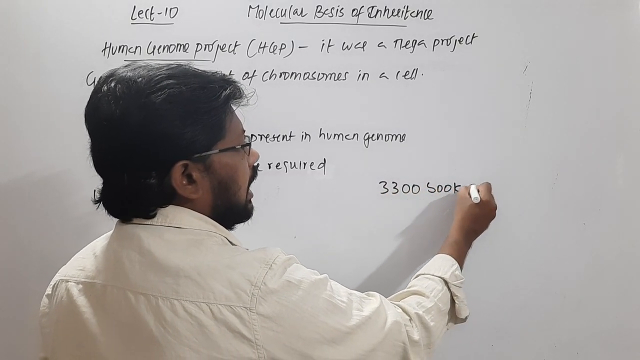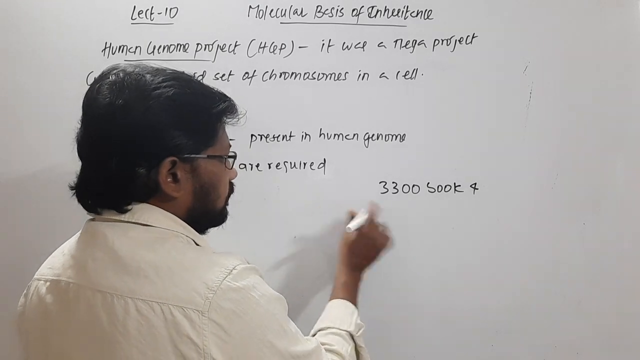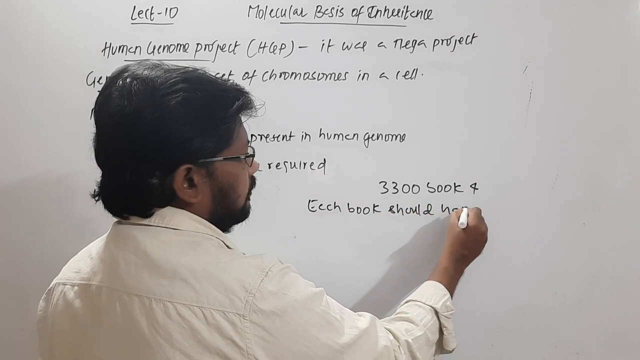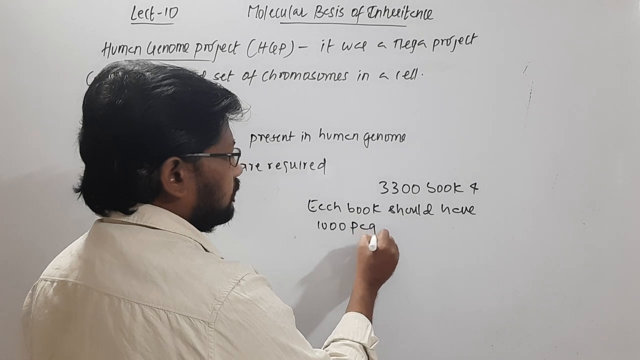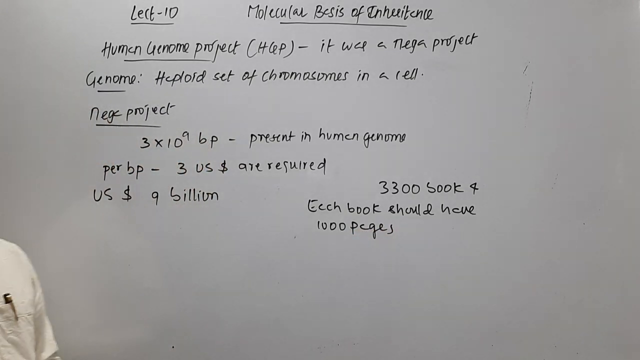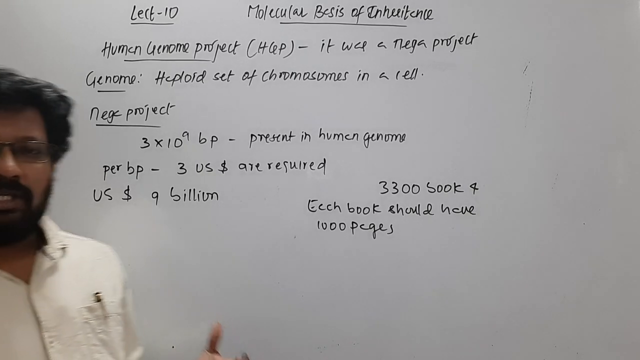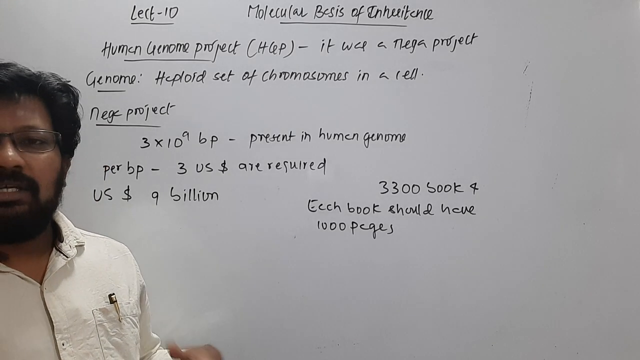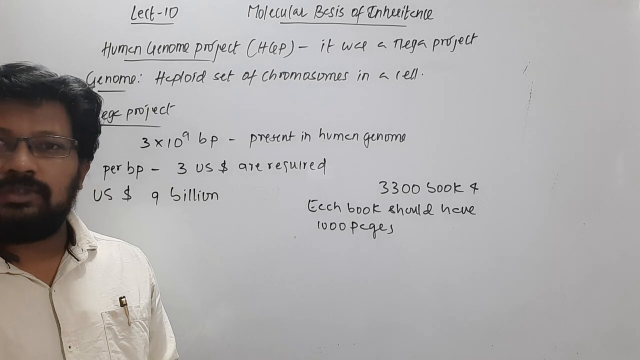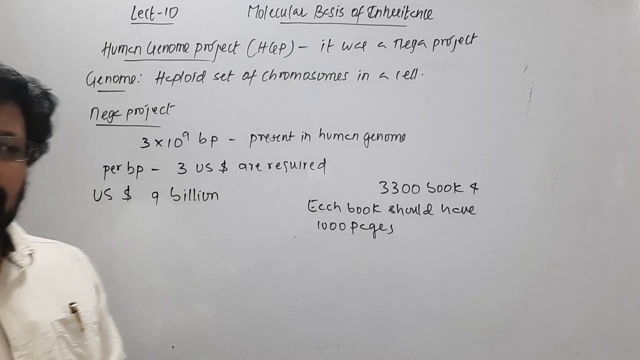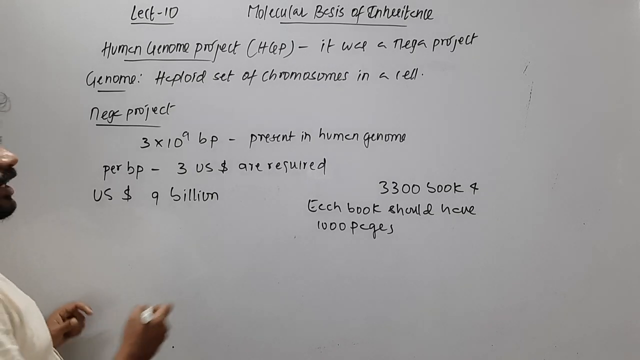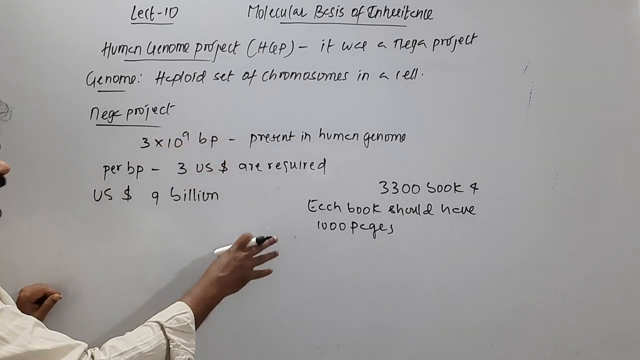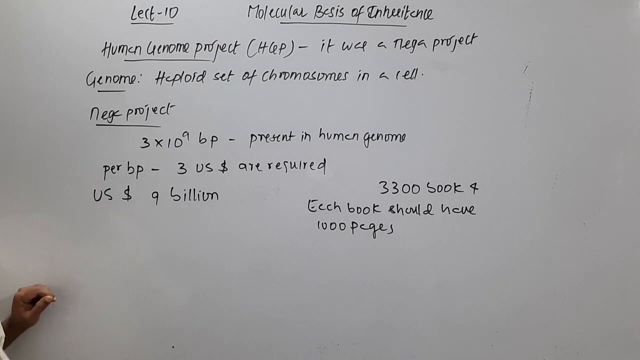So I would require 3,300 books, and each book should have 1,000 pages. Even if we store all that information in books, each book having 1,000 pages, later finding the information from those books would be quite difficult. Hence scientists, after sequencing the human DNA, kept that information in a computer.